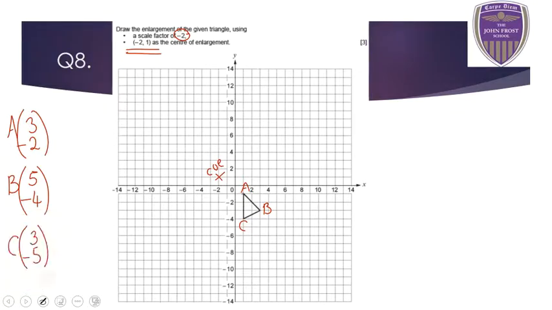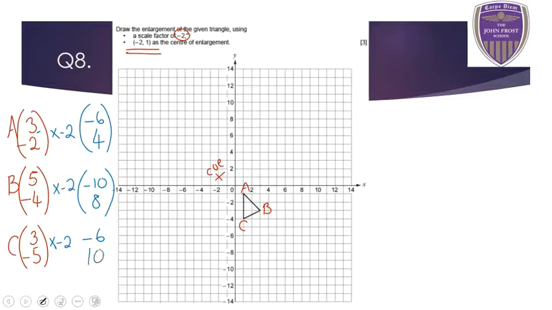And because it's scale factor -2, you've got to times all of these by -2. And I'll show you how to do that. Each number: 3 times -2 is -6. -2 times -2 is +4. 5 times -2 is -10. -4 times -2 is 8. 3 times -2 is -6. -5 times -2 is +10.